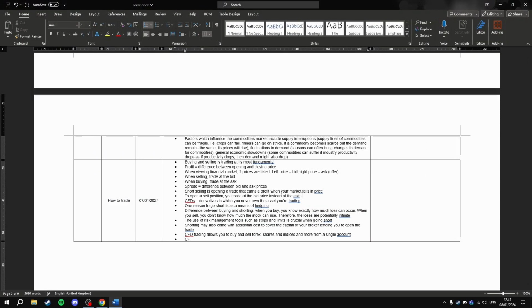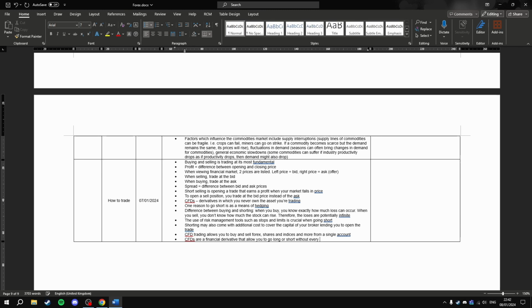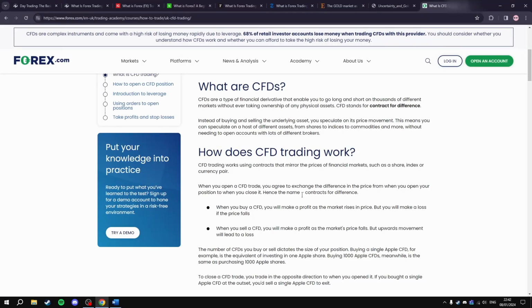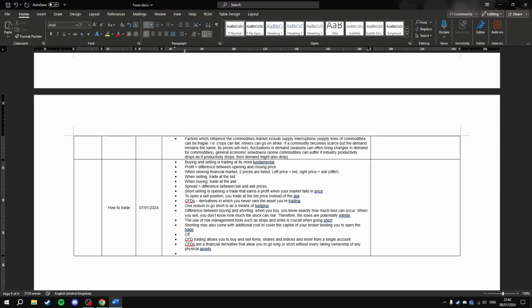So CFDs are a financial derivative that allow you to go long or short without ever taking ownership of any physical assets. CFD stands for contract for difference.